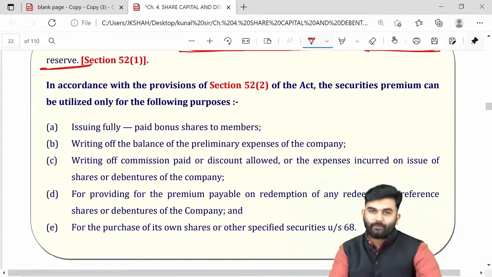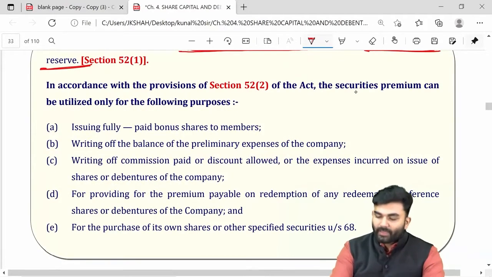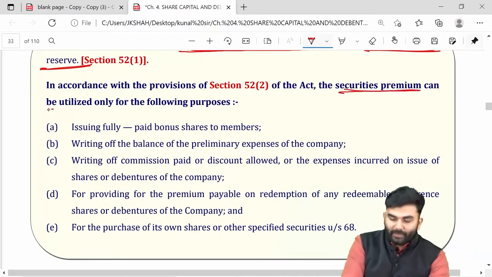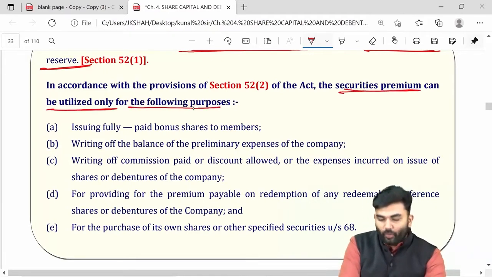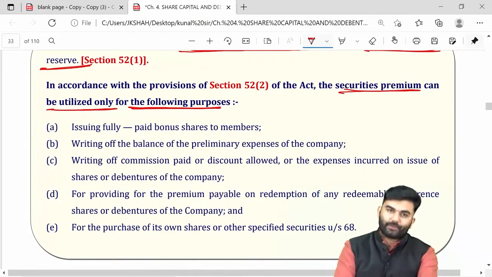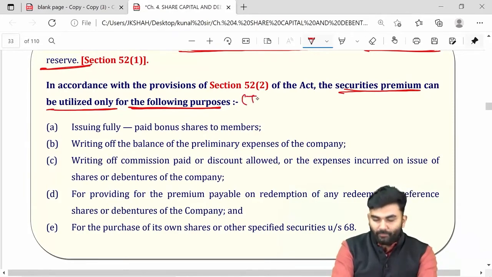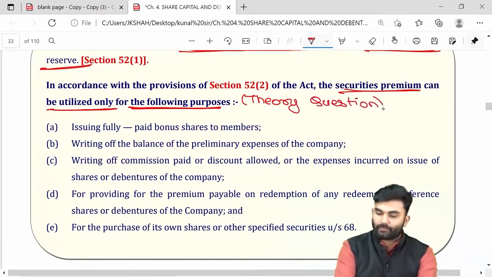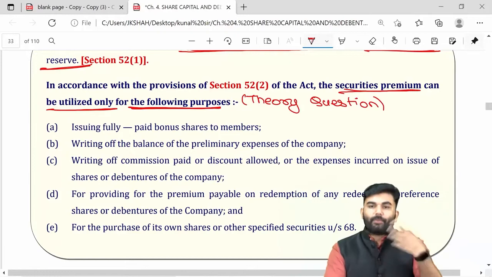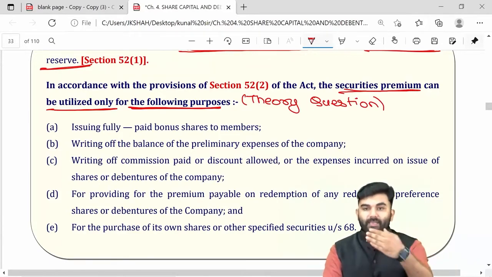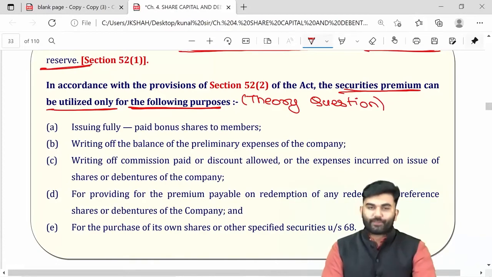In fact, this is not to be considered as a free reserve, it should be considered as a capital reserve for the company. Sir, can a company utilize securities premium account? The answer is yes, but it can be utilized only for the following purposes. This can come as a theory question. For what purposes can securities premium account be utilized?